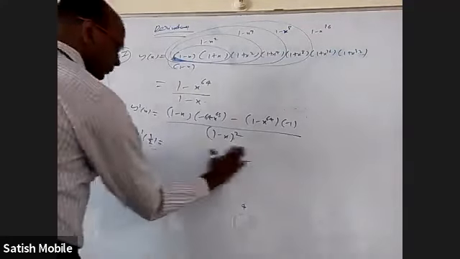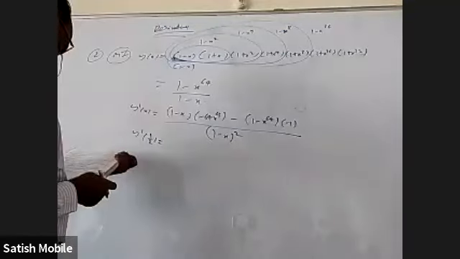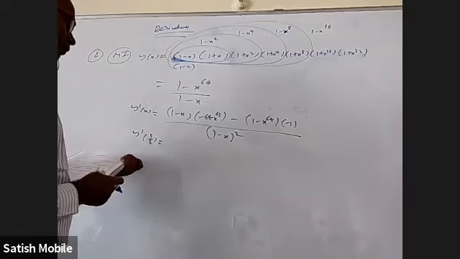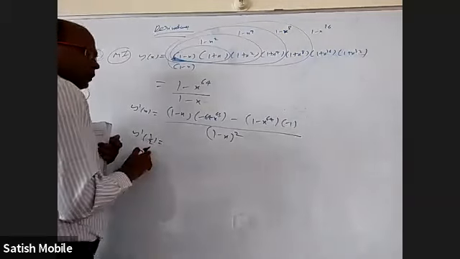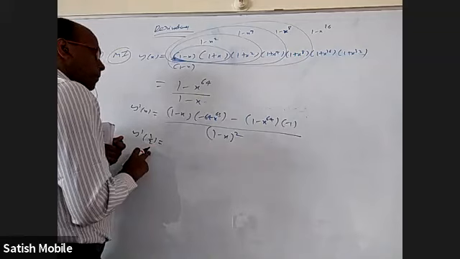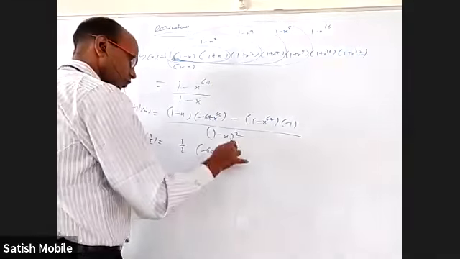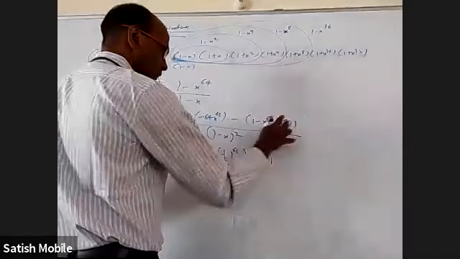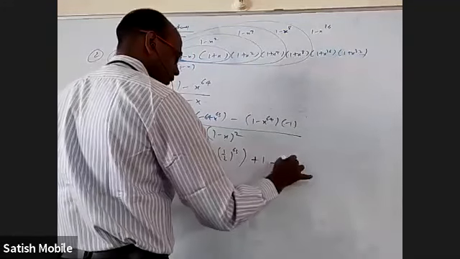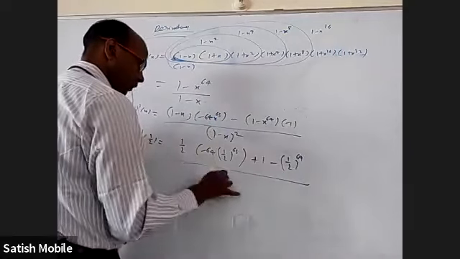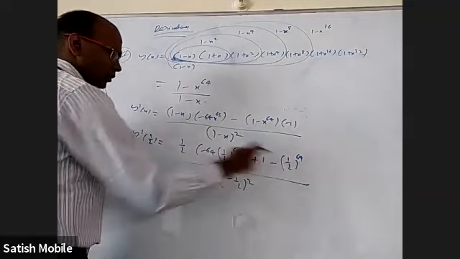Maybe before that, let me simplify first. Let me put 1 by 2 only, okay? When I put 1 by 2, this is minus 64 into 1 by 2 whole power 63. Minus, this is plus 1, minus 1 by 2 whole power 64, by 1 minus 1 by 2 whole square. This is also 1 by 2 power 64, this is also 1 by 2 power 64.